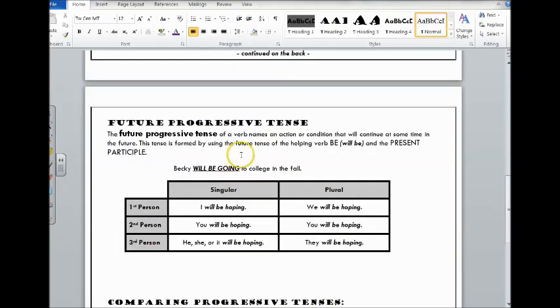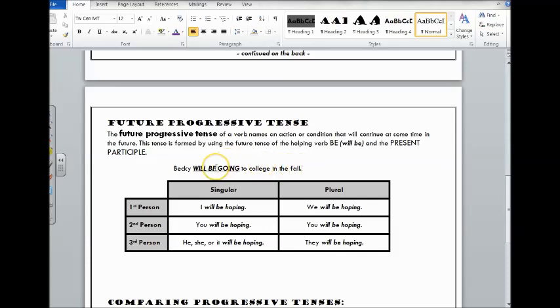Future progressive, we use the future tense of the helping verb, will be, and the present participle, or ing. Again, we call it present participle, but it's still future. Future progressive is the tense, okay? And this is an action that will continue for some time in the future, okay? So it will happen in the future, but will happen for a period of time. So an example, Becky will be going to college in the fall.